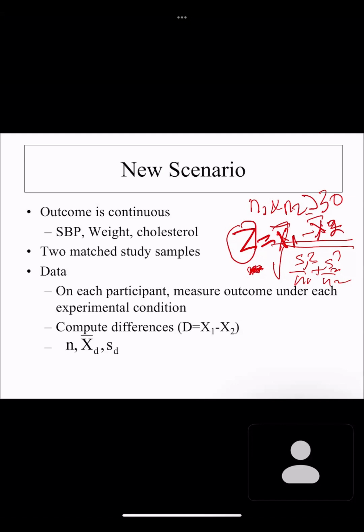So again, let's focus on that. If N1 and N2 are greater than 30, what should we do? Use the Z, okay? Not use the T. So now another example, a new scenario where the outcome is continuous, like again, systolic blood pressure, weight, cholesterol.